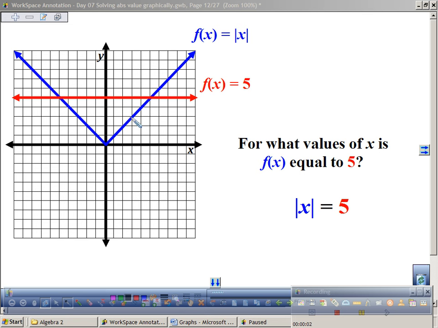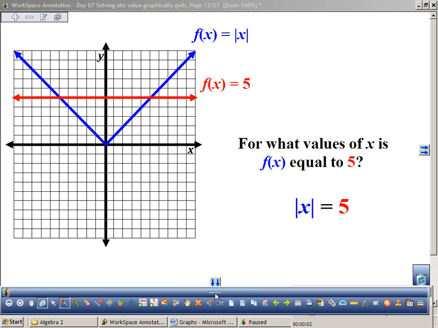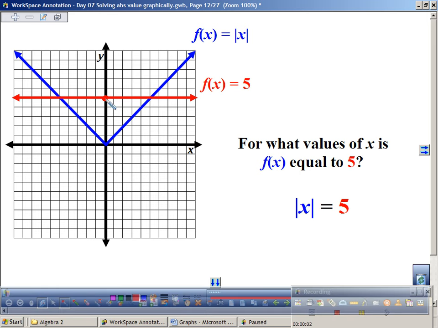Okay, so f of x equals 5. So we learned how to graph those in the very beginning of this unit by going up 1, 2, 3, 4, 5, and just drawing a straight line. It's constantly 5, always 5. Okay. So for what values of x is f of x equal to 5?